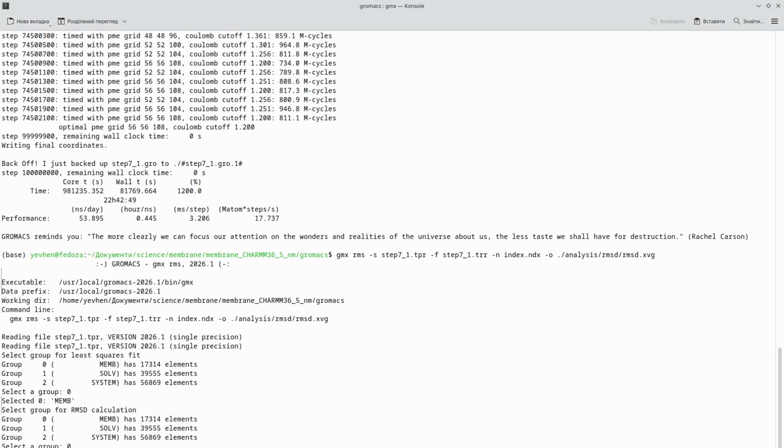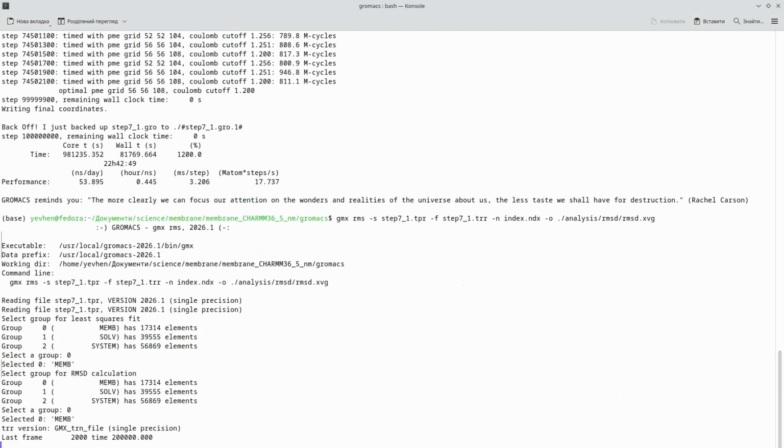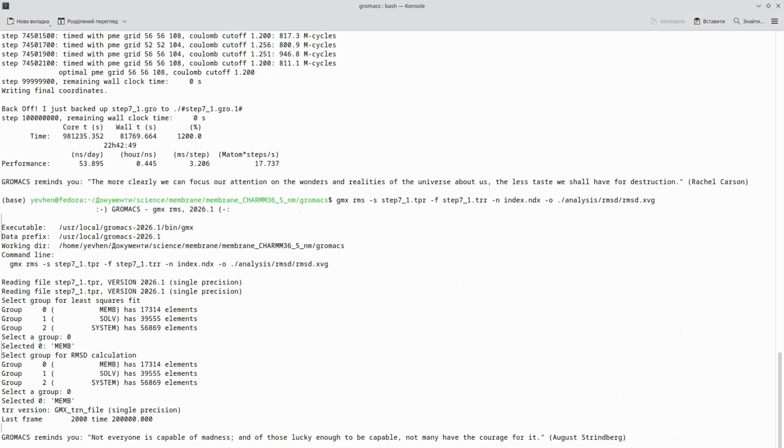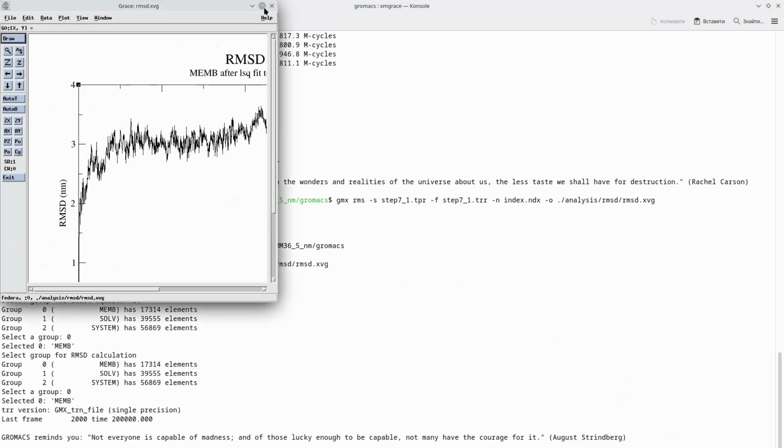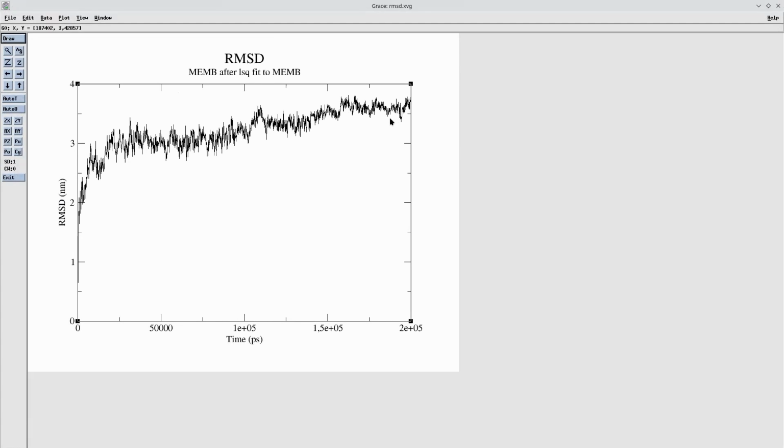Here I start with calculating time-dependent root mean squared deviation of atom positions from the reference structure in my TPR. Calculating membrane RMSD is no different from calculating a protein RMSD, and I have a separate video where I explain how to use the RMS program of the GROMACS package. We can quickly visualize our plot using XMGrace.